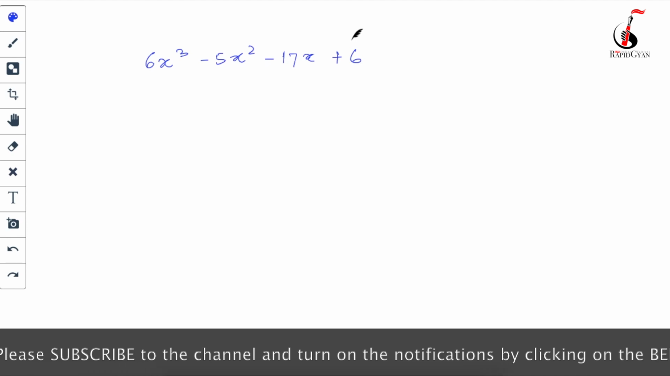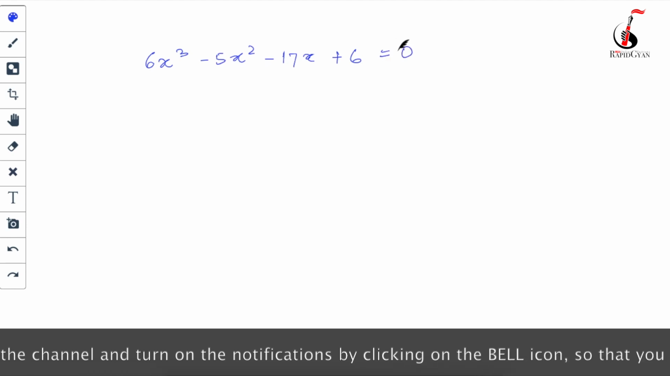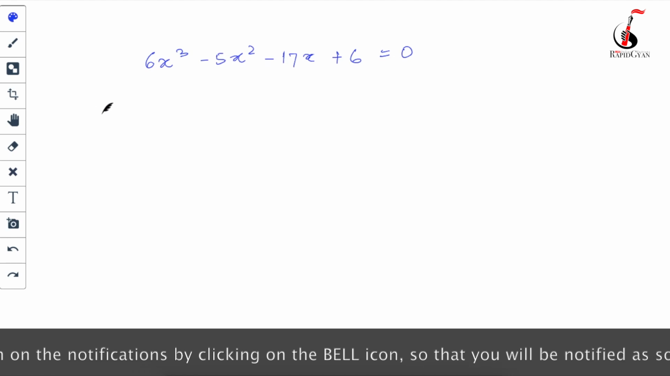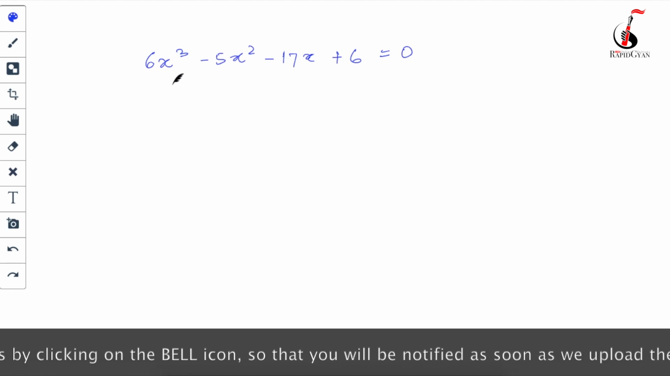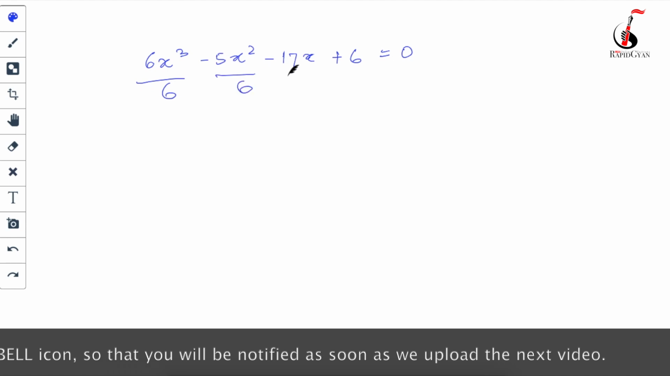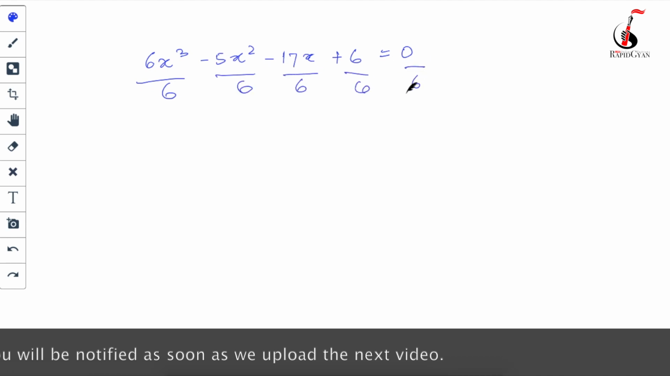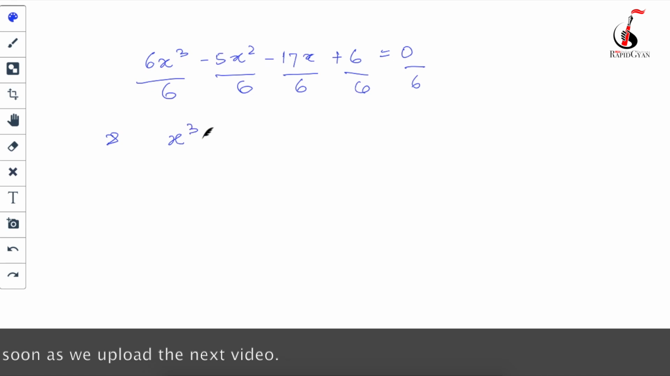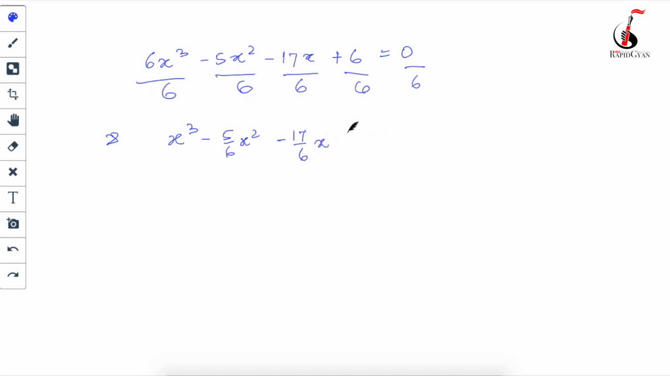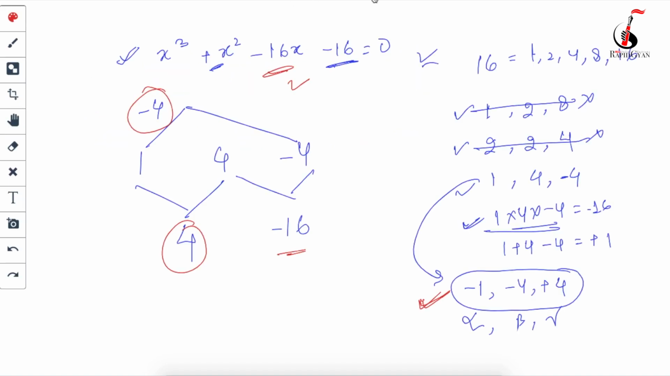So what you will have to do? This is equal to 0. First step, what is the coefficient of x cube? The coefficient of x cube is 6. So divide the whole equation by 6. What will you get? You will get x cube minus 5 by 6 x square minus 17 by 6 x plus 1 equal to 0. Correct? Now you can see this has become like this only.